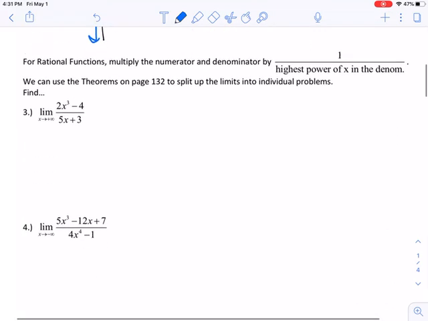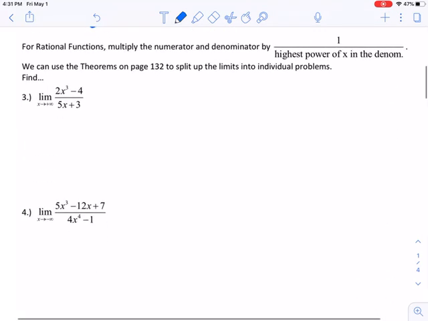We can use the theorem on page 132, which in your calculus book you don't have, but it says that I can split the limits up into individual problems. So I can find the limit of each individual item and then put it together. Looking at question number 3 here, we want to find the limit as x approaches infinity of 2x to the third minus 4 all over 5x plus 3.